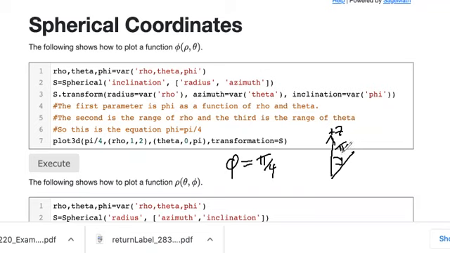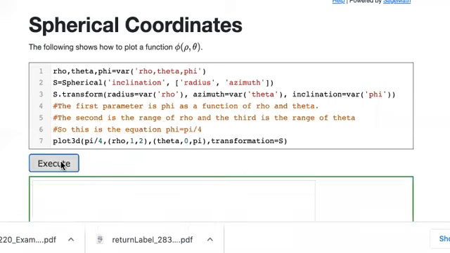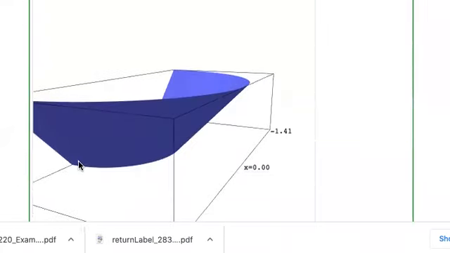So we have phi equals pi/4. All the points that have phi being pi/4, basically it's going to be everything in a cone like this, going off that way and that way, like that, kind of just in this upper part. Let's see how that looks, if that's accurate. And let's execute this and see what we get.